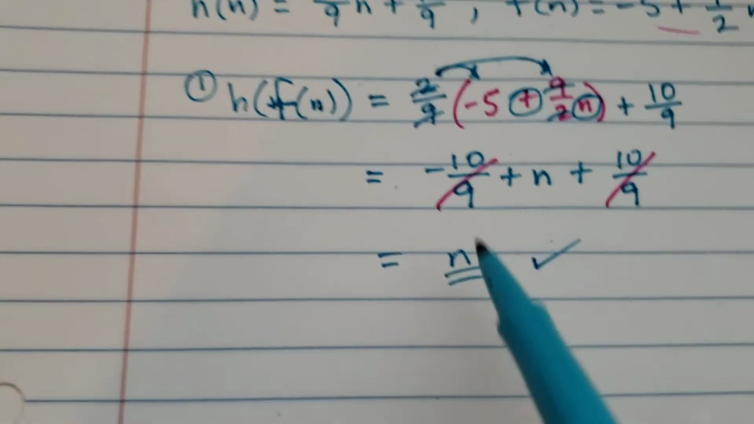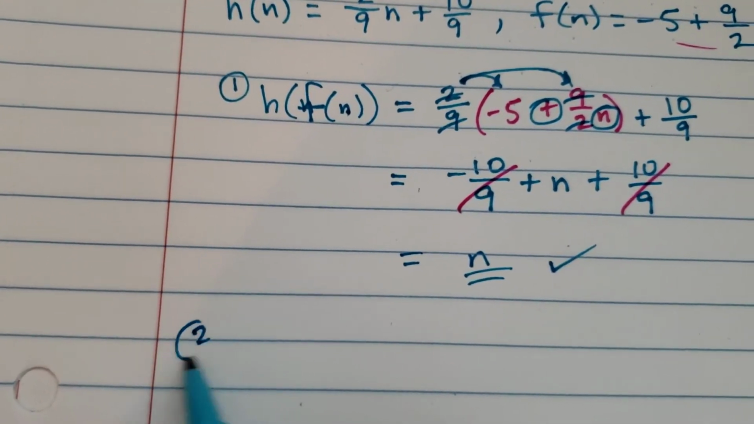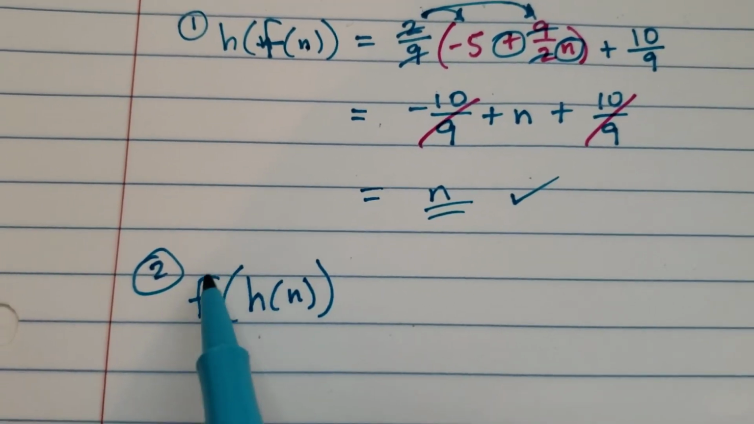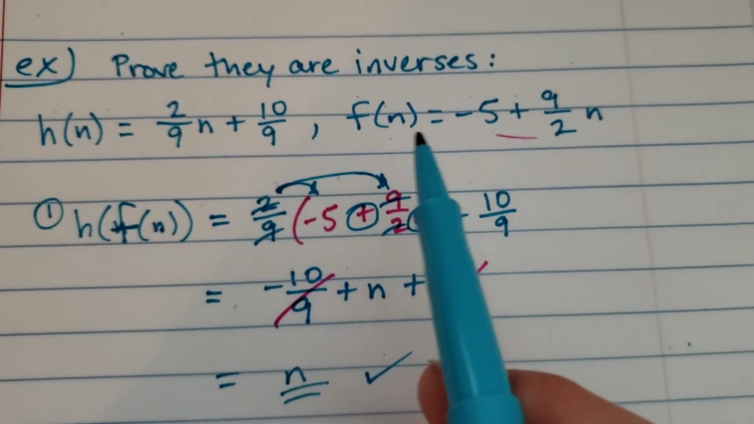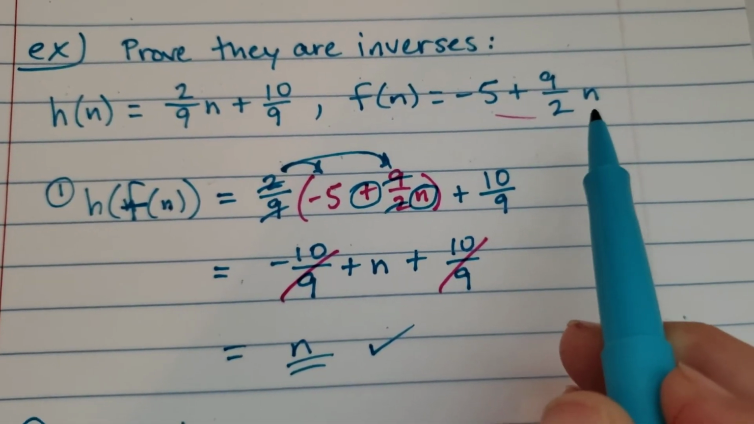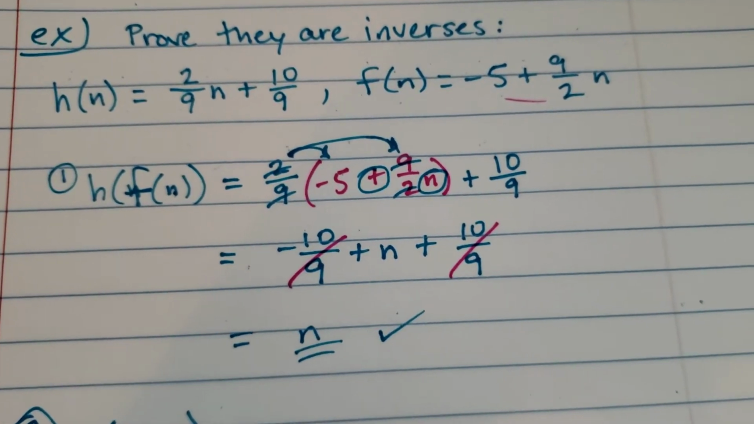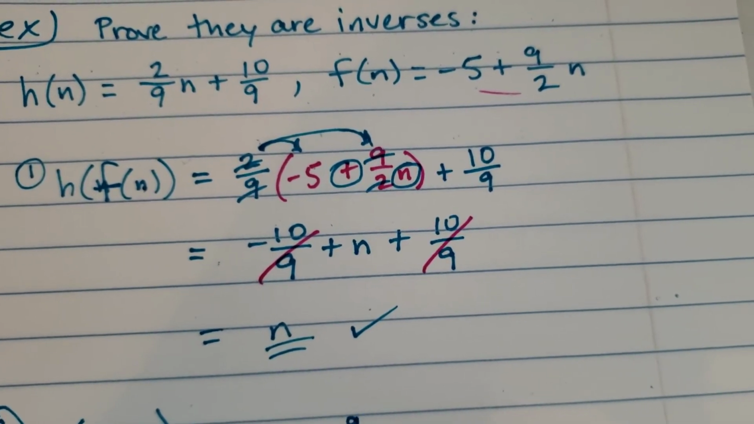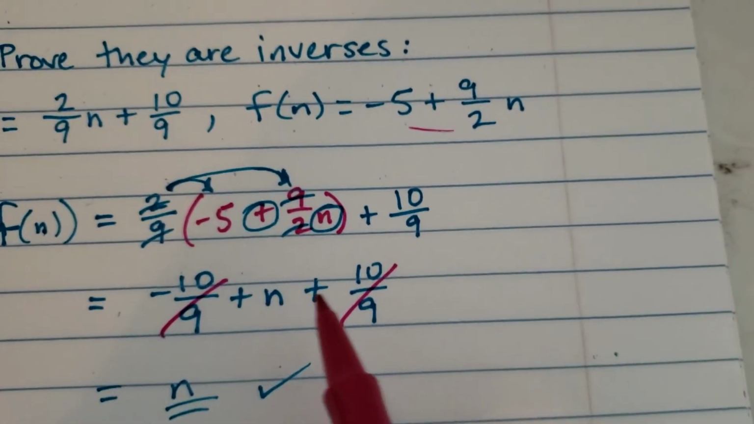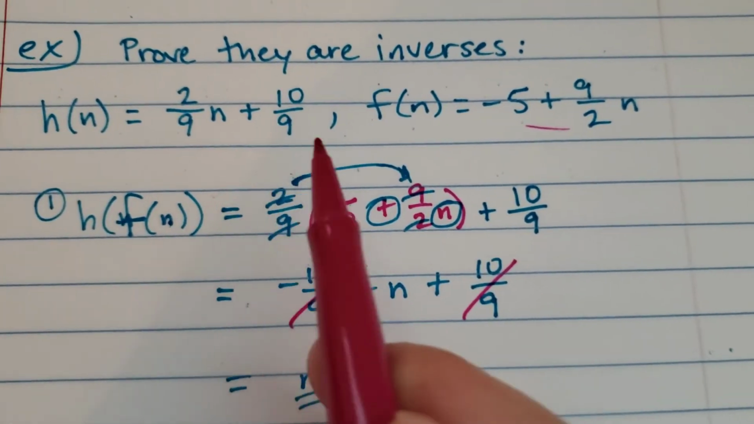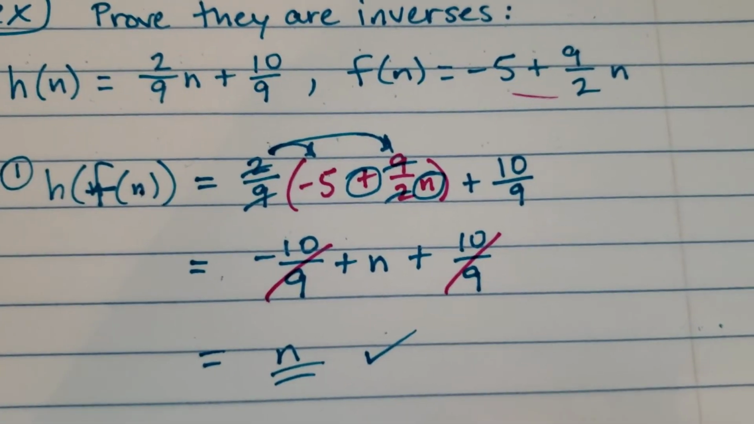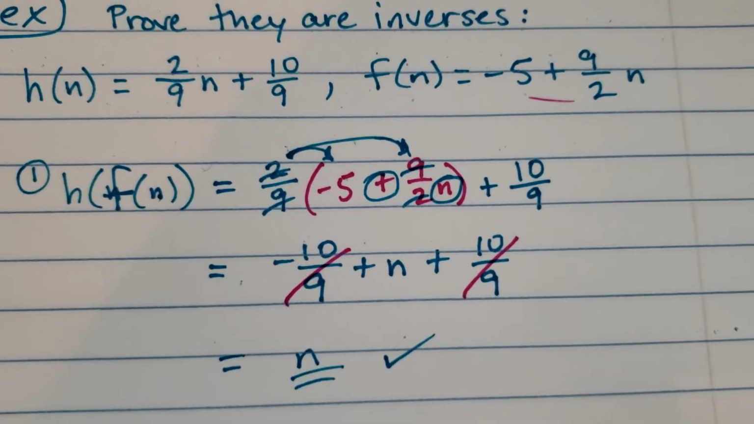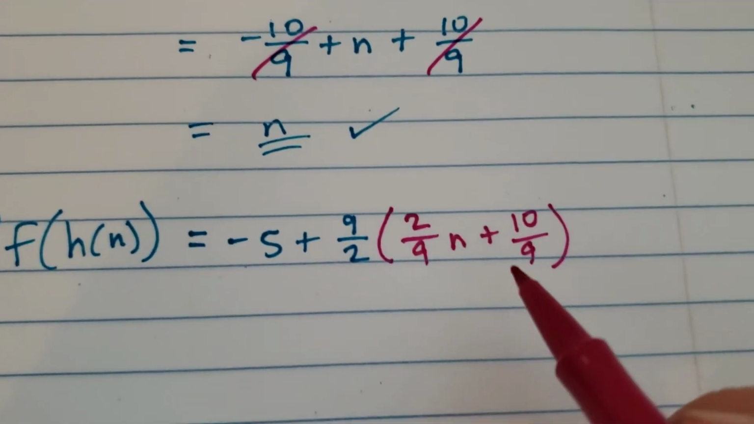So that checks out. But in order for them to be inverses, I have to do both ways. So now I have to do f of h of n, which means I'm plugging h of n into f, where the n is. In f, my n is at the very end. Instead of it just being n, it's going to be this whole expression. So I'm doing negative 5 plus 9 over 2 times, instead of just n, I'm plugging in h of n: 2 over 9 times n plus 10 over 9. All of that goes in parentheses.